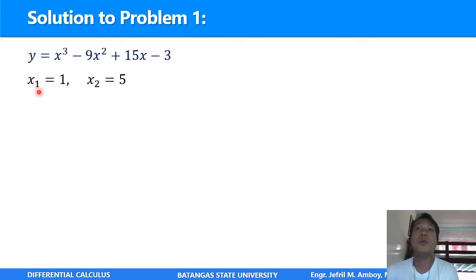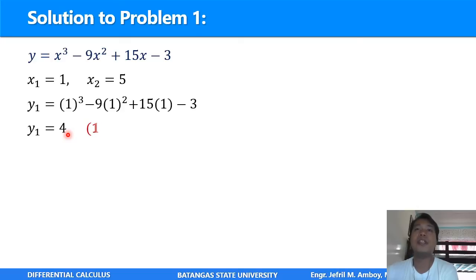So, you solve for y1. Now, just substitute the 1 here. So, it becomes 1 cubed minus 9 times 1 squared plus 15 times 1 minus 3. So, that is the value of your y1. When you solve that, the answer we get is 4. Okay. So, now we will have a point: 1 and 4. That is our point now.